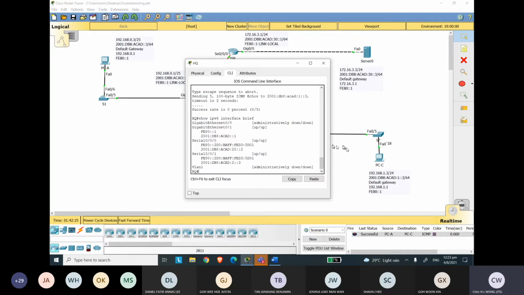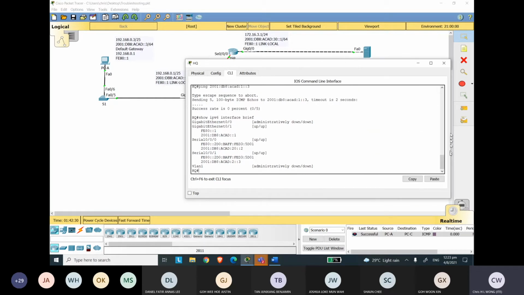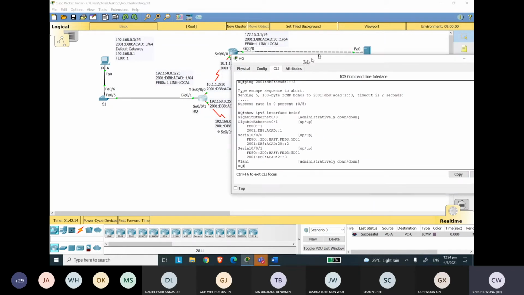So I want you to type show IPv6 interface. There are actually 2 commands. You can type show IPv6 interface, that will do, but sometimes the output is too long and you don't want to see all those unnecessary things coming out. So you make it shorter by issuing brief. Show IPv6 interface brief. It will show you the IP addressing. Let's check.